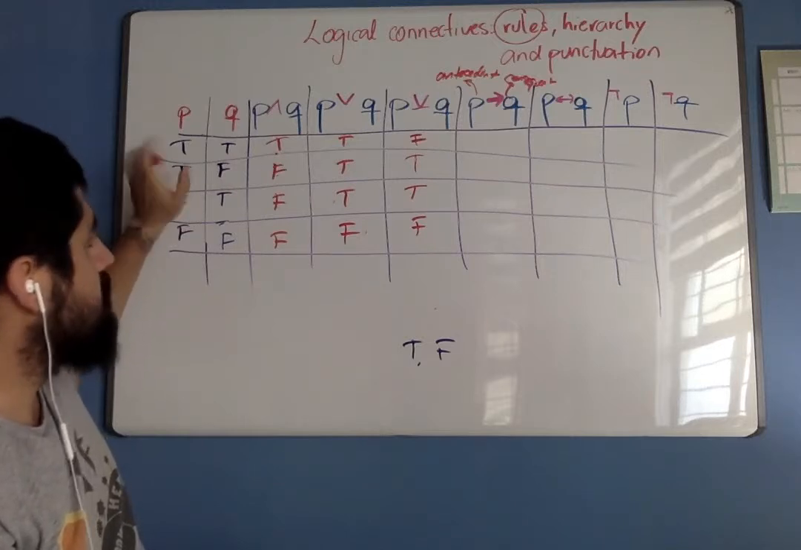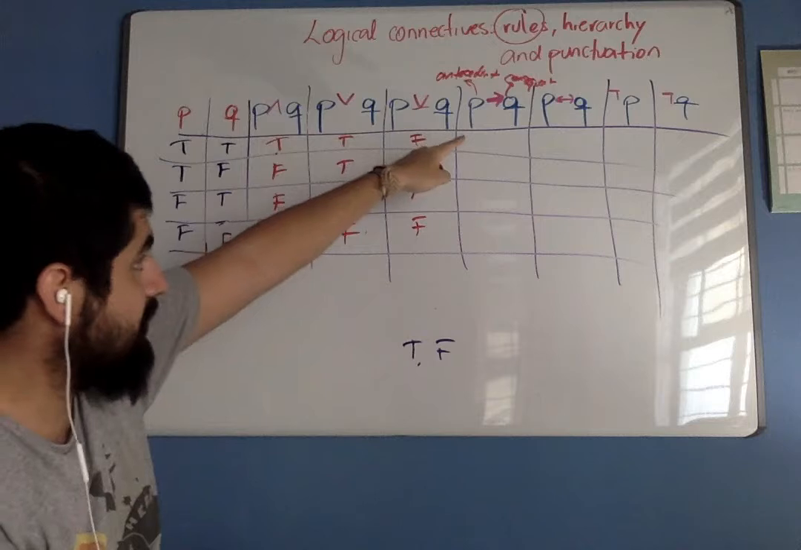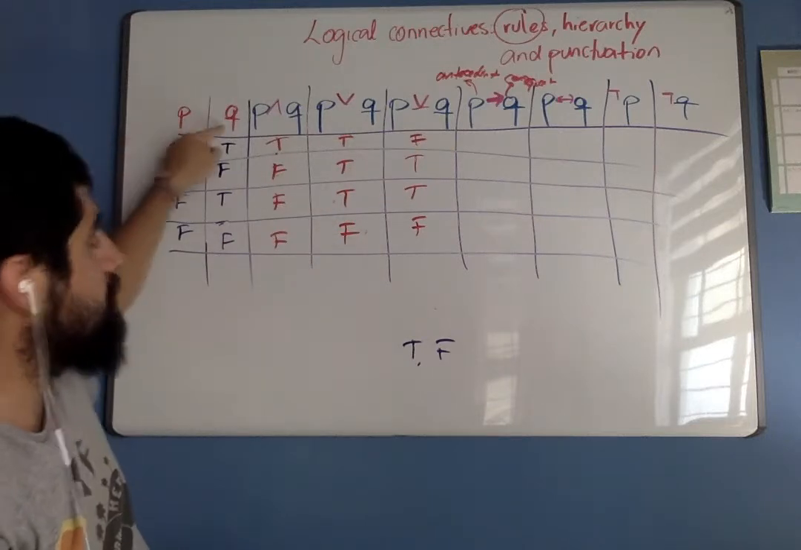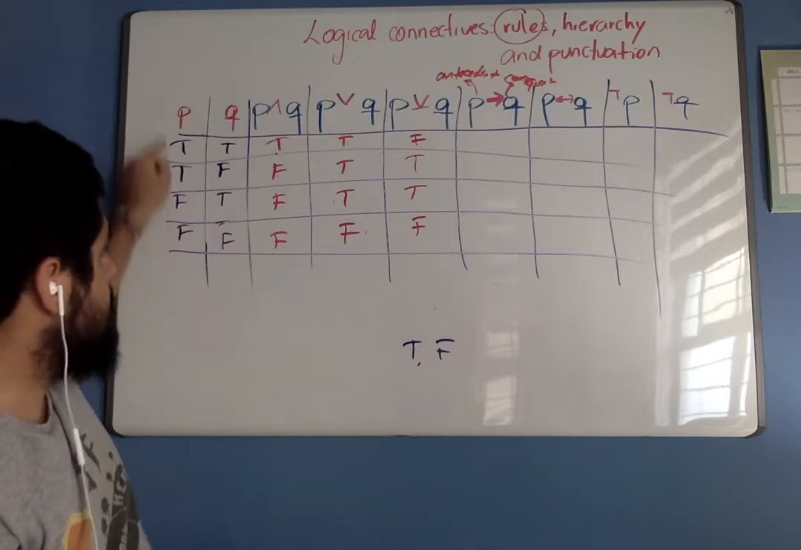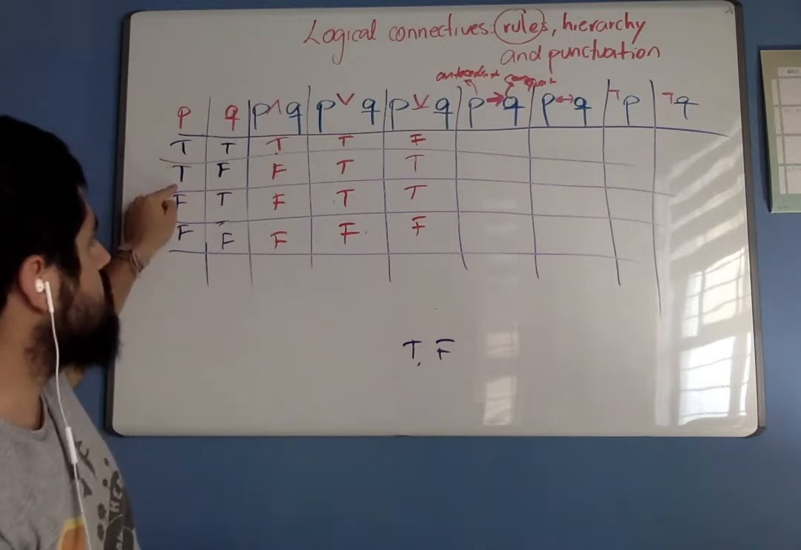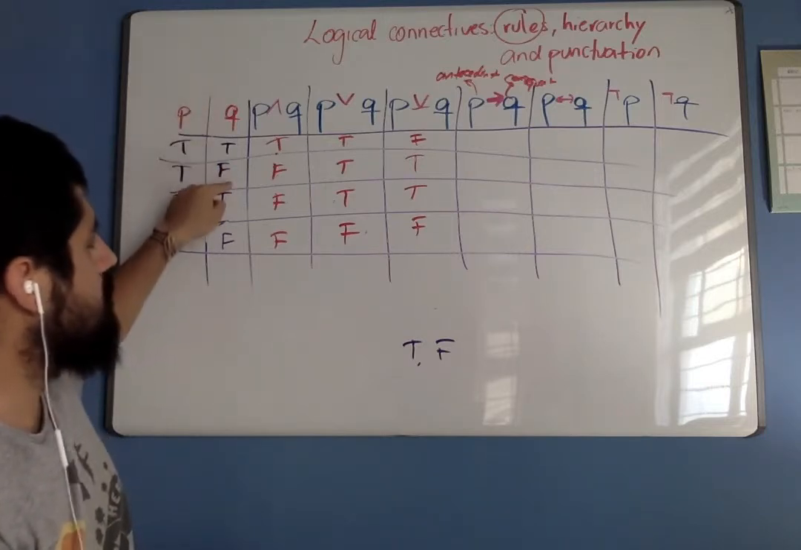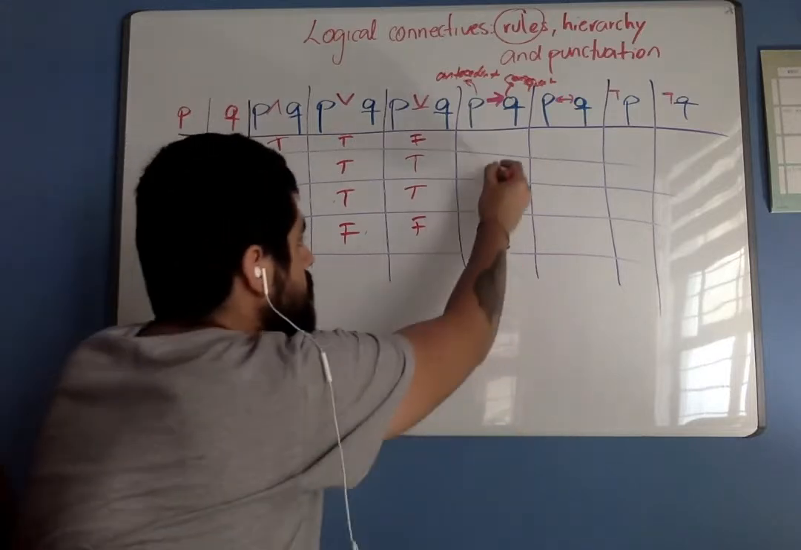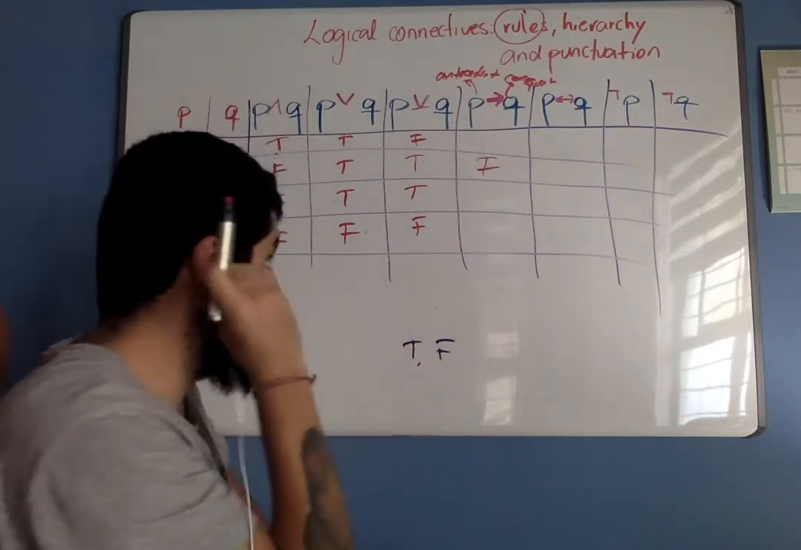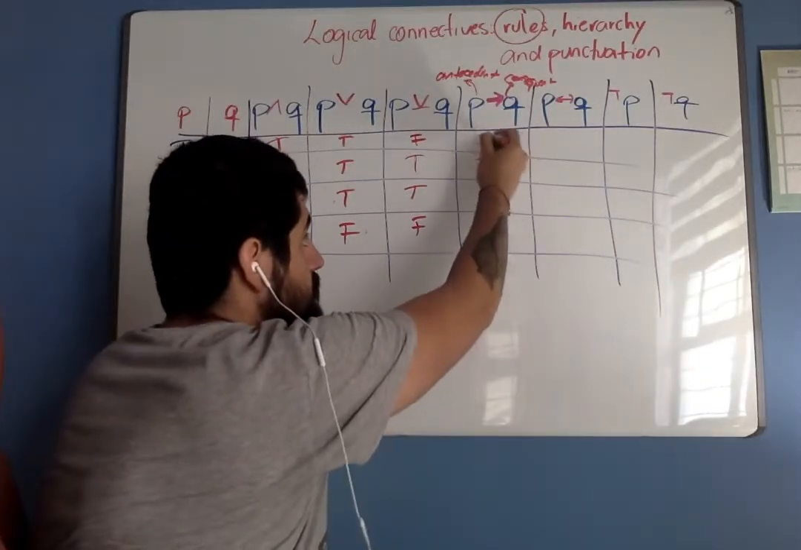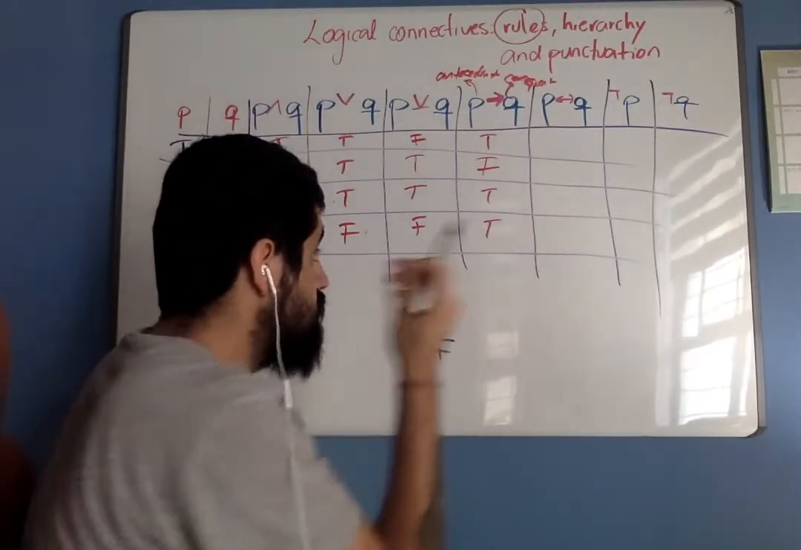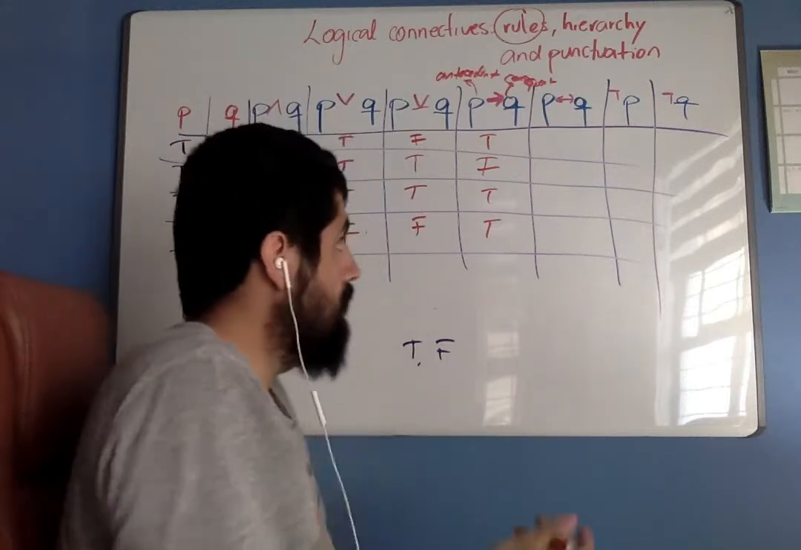In the second one, P is the antecedent and Q is the consequent. And we see that the antecedent in the second scenario is true and the consequent is false. Therefore, this is going to be false in the second scenario, and in the other ones, this is going to be true, okay?